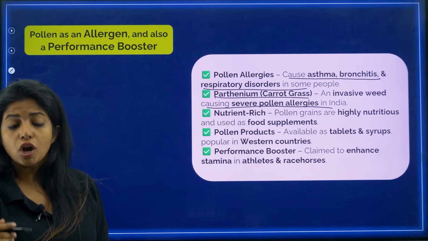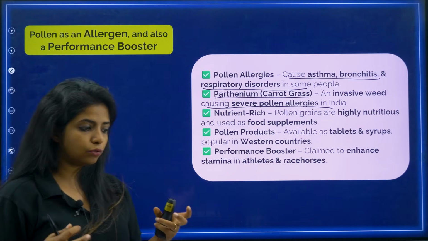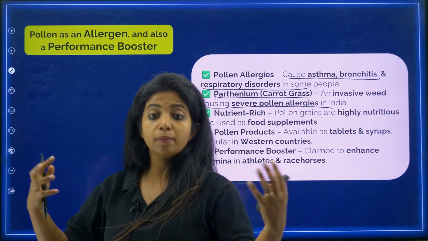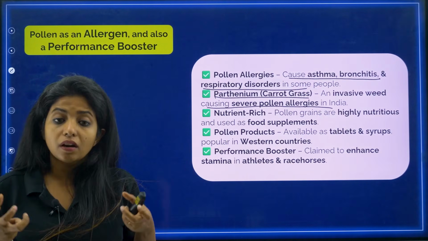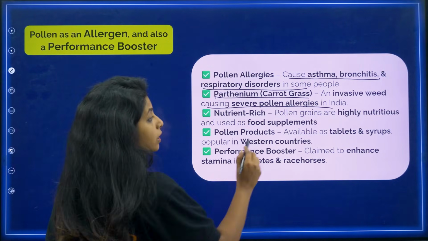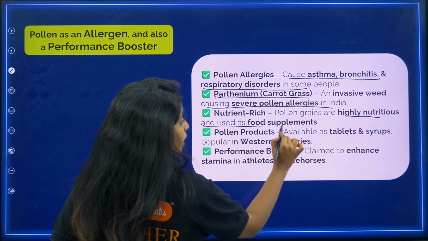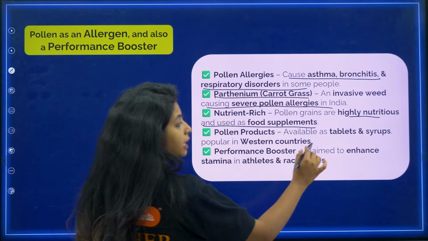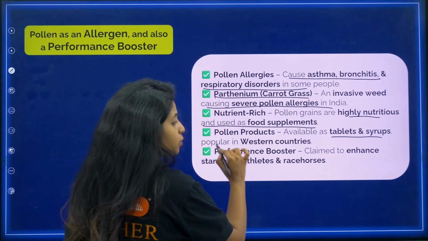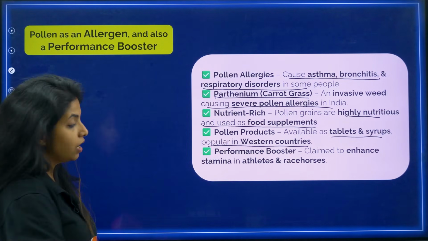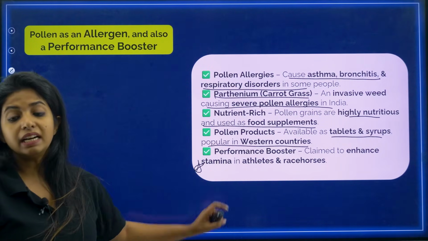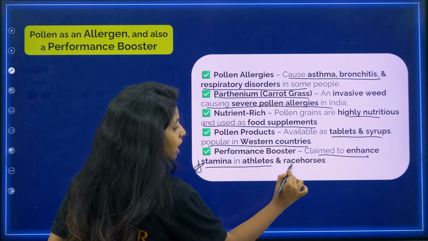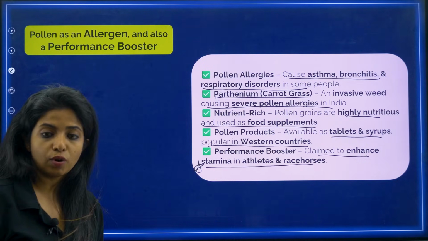Now, nutrient rich: the pollen grains, obviously, as you know, the generative cell has to be dividing into male gametes. So the vegetative cell provides a lot of nourishment. So obviously there is a high amount of nutrients in it. So pollen grains are highly nutritious and can be used as food supplements also. There are pollen products. You get tablets and syrups as well, and it is very popular in Western countries. Now another very important point is that it acts as a performance booster. It is claimed to enhance the stamina in athletes and racehorses.